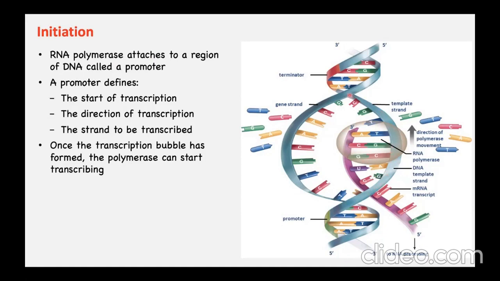Okay, if you see this strand of the DNA, it is 5 prime to 3 prime. So mRNA dia terbalik, kan dia antiparallel. So 5 prime is down here and 3 prime is here. So the codon akan add on the 3 prime end. Okay. So RNA polymerase, dia akan attach to a region called the promoter. Promoter ni dia sangat-sangat penting sebab it defines the start of the transcription. Also the direction of the transcription and the strand to be transcribed. Maksudnya kalau promoter dekat sini dia akan start transcribing from here. Kalau promoter dekat sini dia akan start to transcribe from here. Okay? So once the transcription bubble has formed, the polymerase can start to transcribe. So this is what happened in initiation.